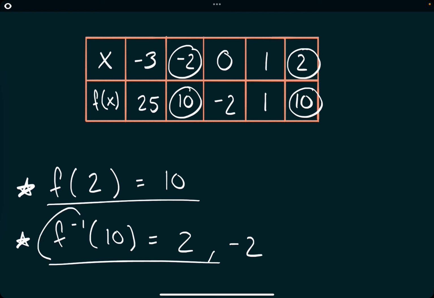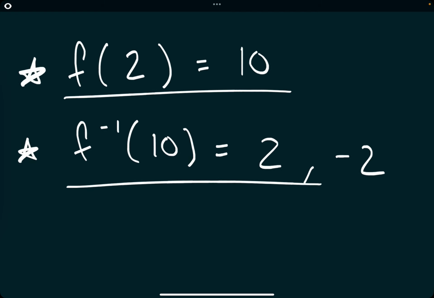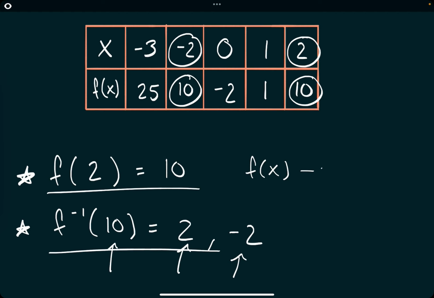And the reason is f inverse must not be a function. Why is it not a function? Well, it goes against the definition of a function. The definition of a function says that one input creates one and only one output. But in this case, this one input of 10 is creating more than one output. So this brings up an interesting idea where if you have a function f of x, its inverse might not always be a function itself.